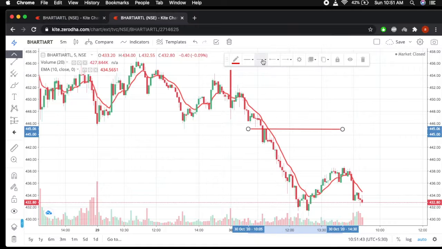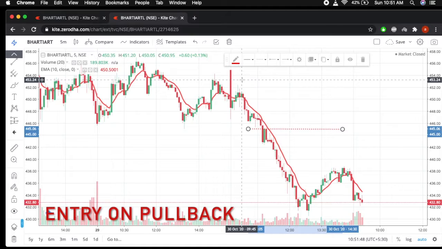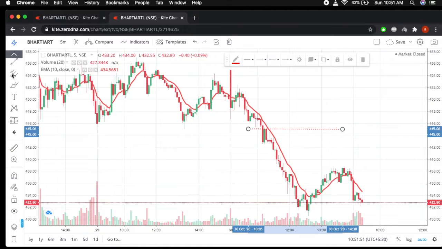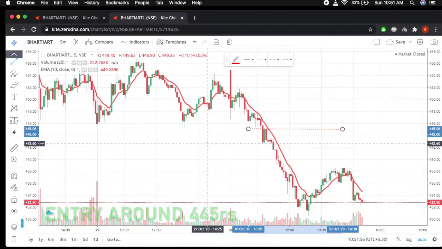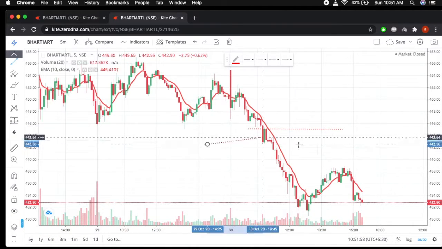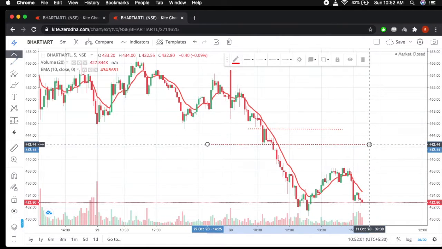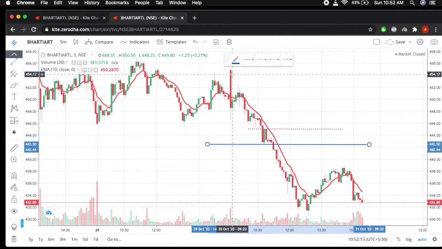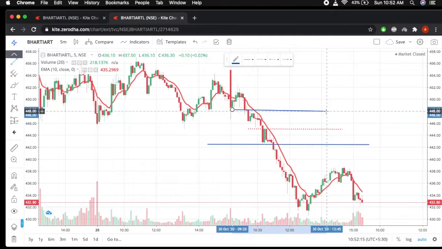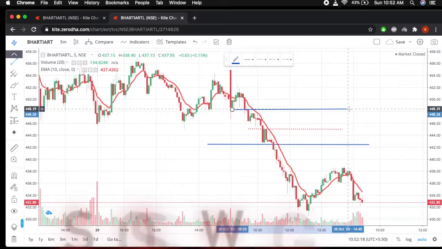Let me draw the lines so it will be easy. So this was the place where I took my entry. Plotting everything out. For that, let me add a few more lines over here. This was acting as the next support, like a small support area. Okay, and my stop loss, this is where I'm adding my stop loss, which should be around this part, which was the swing low.